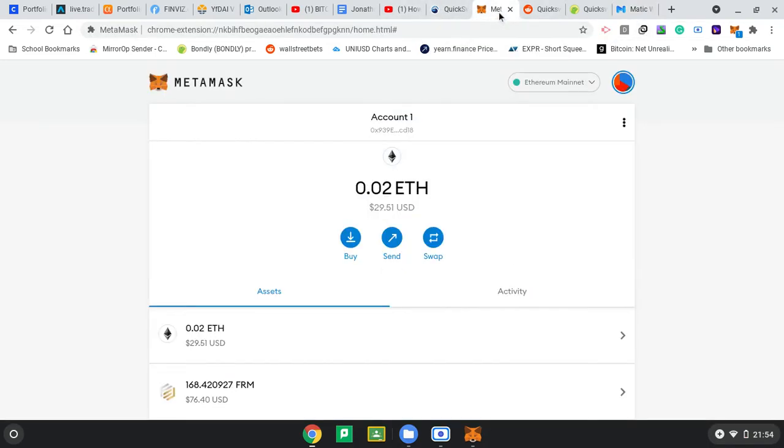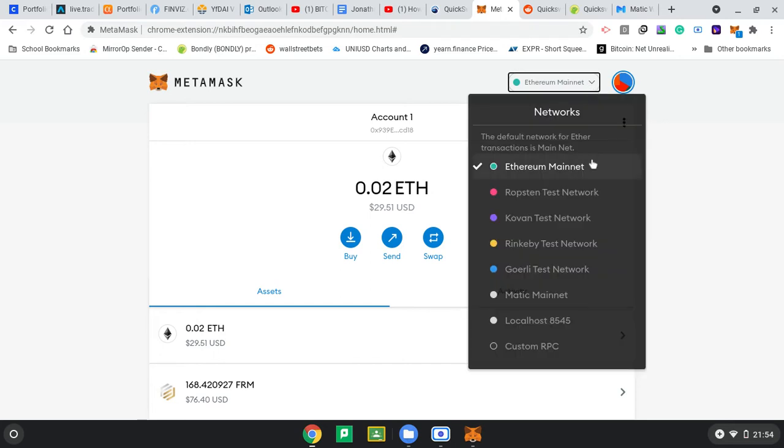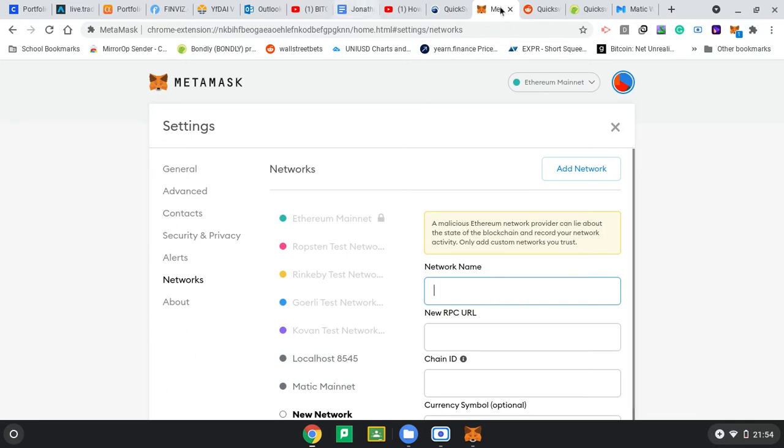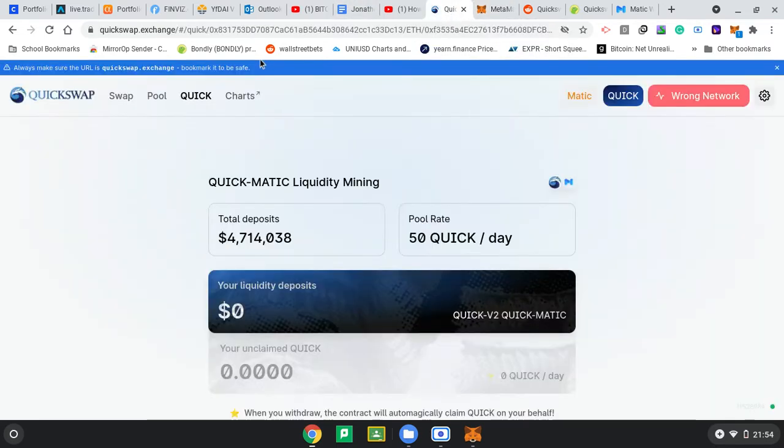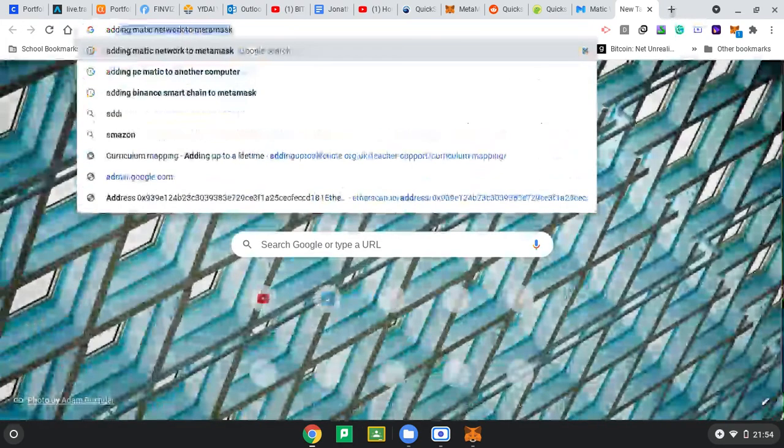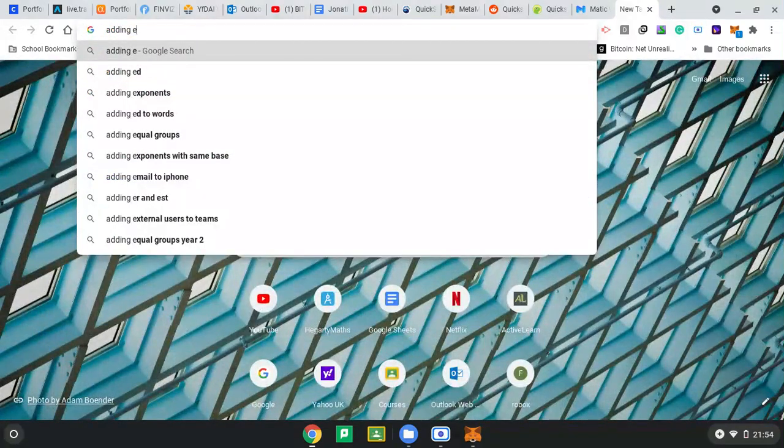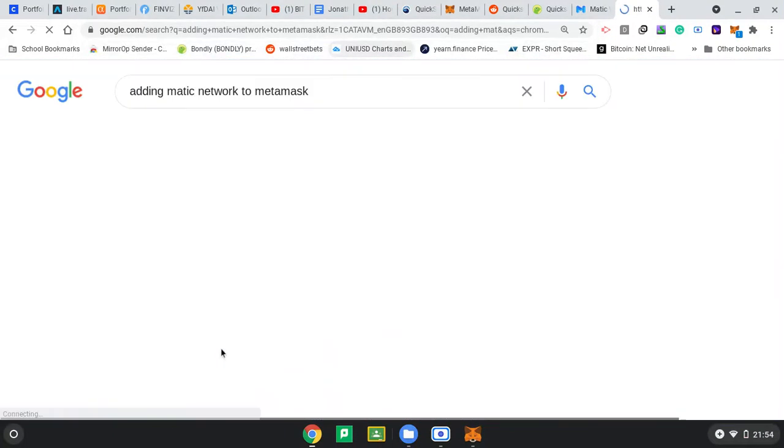So then if I go to my MetaMask account, I click here to MATIC main network. If you didn't have a MATIC main network, then you'll go to custom RPC and you'll be able to add the MATIC details. For example, you could just search adding MATIC network to MetaMask.